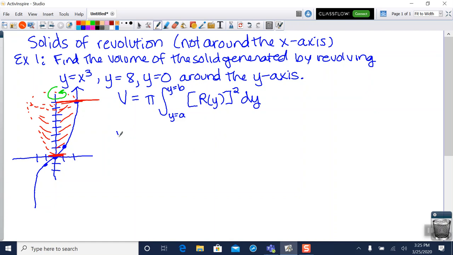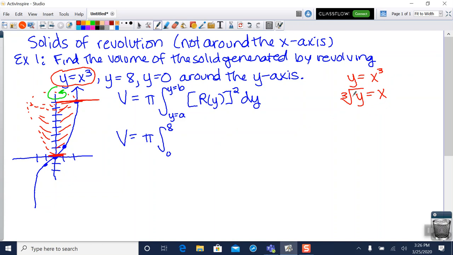Okay, so if we're looking at this, I can go ahead and start to fill this in. Our volume is pi from, we're starting at 0, we're going up to 8, but I need a function that has y's written in it. So my function here says y equals. I need it to say x equals so that my function is in terms of y. So I need to have it going the other way. So if I take the cube root of both sides, now I have a function.